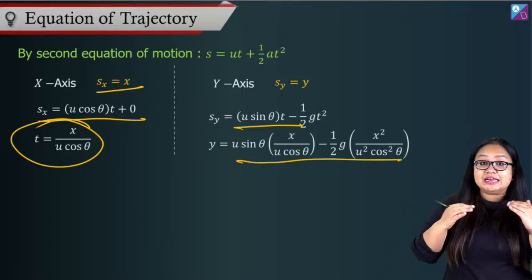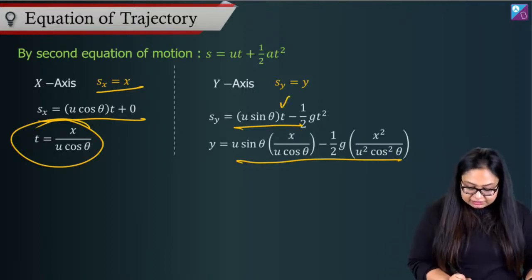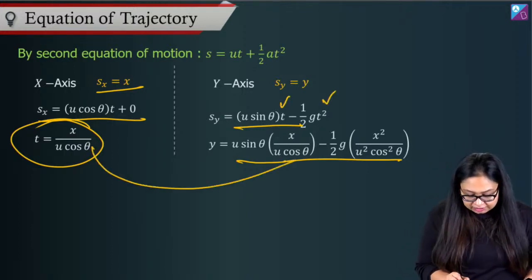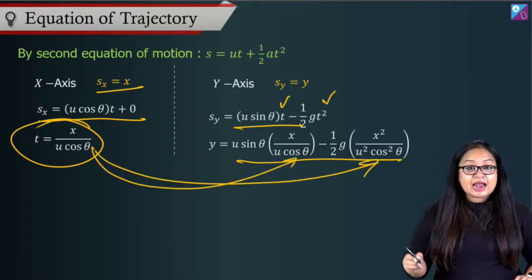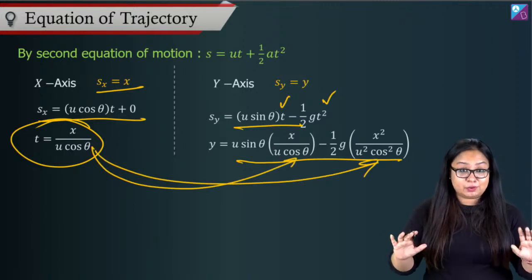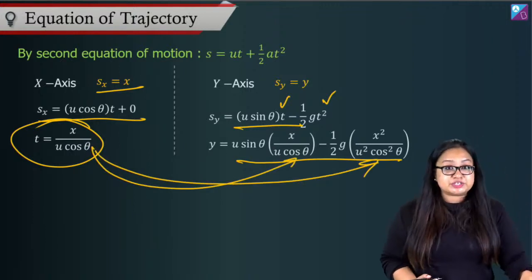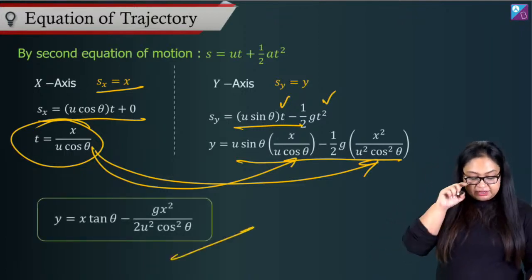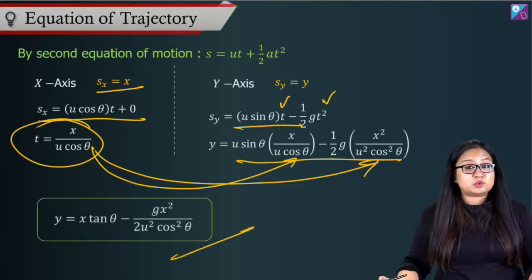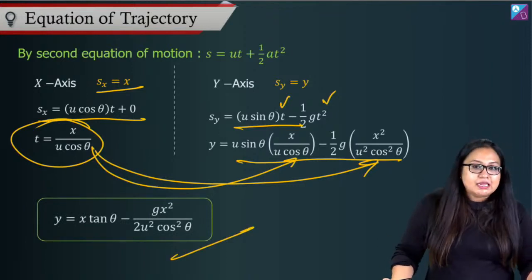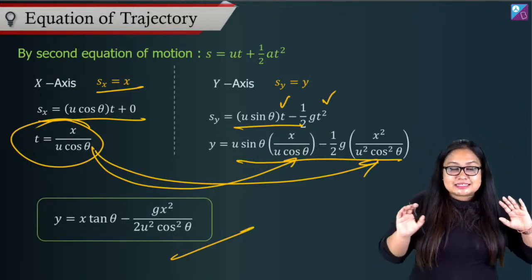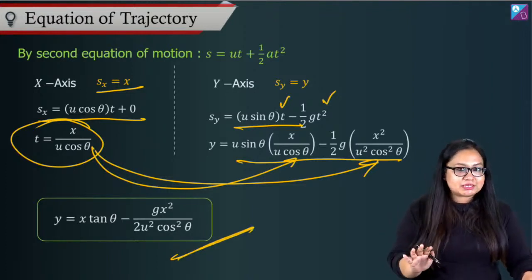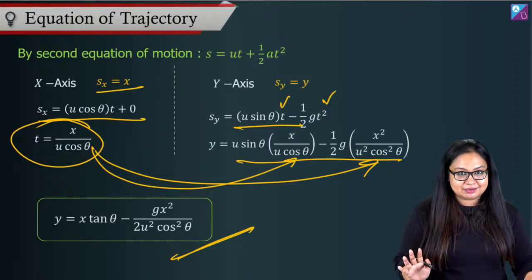And we are eliminating time. So over here we've got time, over here we've got time. Let's substitute time's value. If I substitute and simplify, I'm going to get the final equation of trajectory, y in terms of x. Y comes out to be y equal to x tan theta minus g x square upon 2u square cos square theta. It's really important to remember this. I know this does not look very pretty, but if you remember this, you can solve questions very easily, directly.